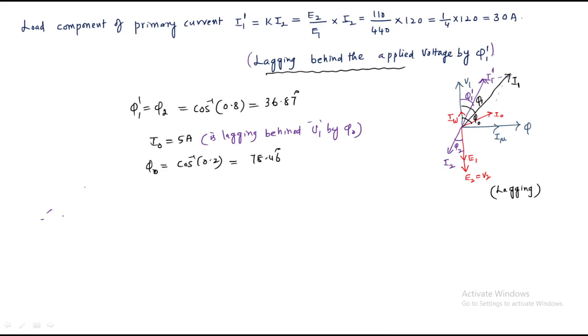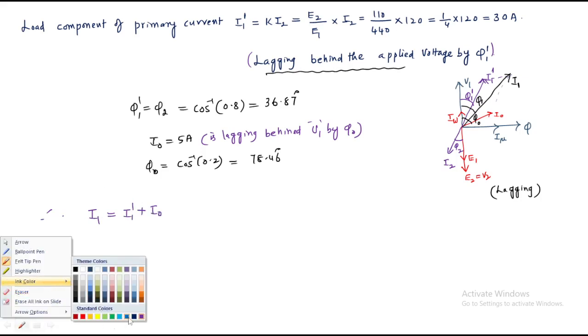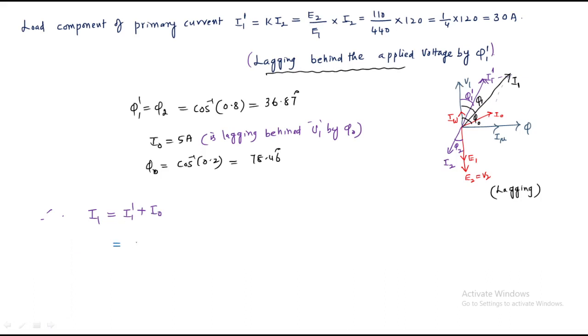Therefore, I1 should be equal to I1 dash plus I naught. How can we calculate this? Simply, I1 dash cos phi 1 dash plus j I1 dash sin phi 1 dash, like that, plus I naught cos phi naught plus j I naught sin phi naught. Then substitute the values.